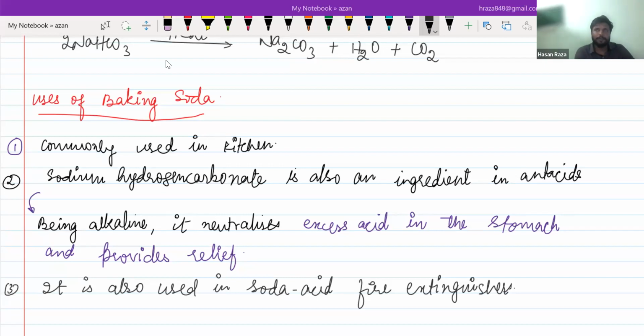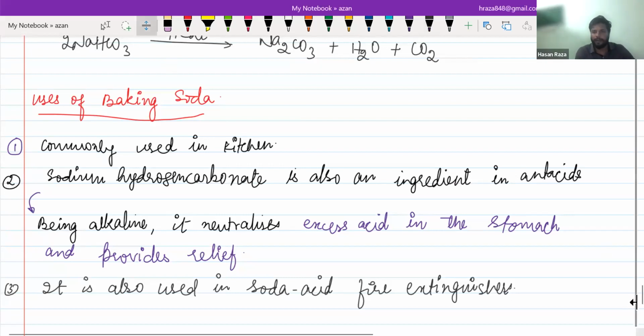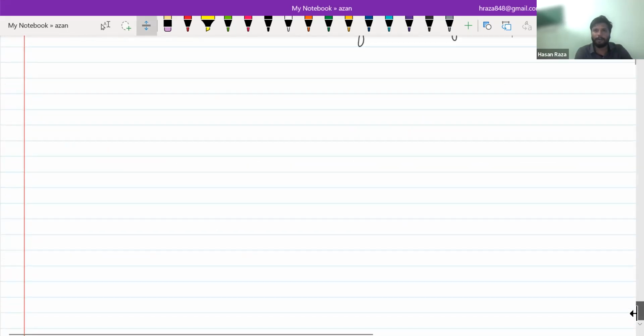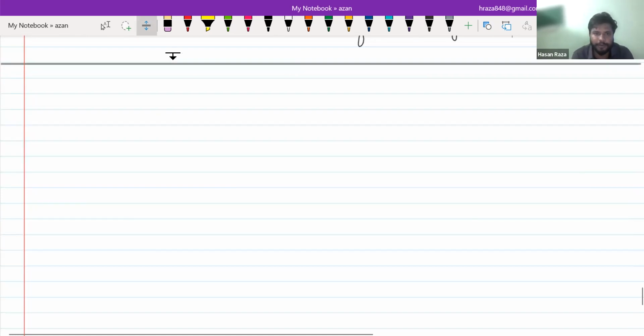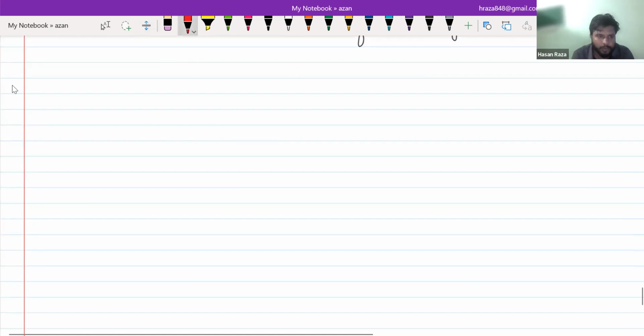Very good. Now see, if you add this baking soda to any acid and heat it in the presence of water, then there will be evolution of CO2 and there will be a sodium salt of the acid. So write a note.